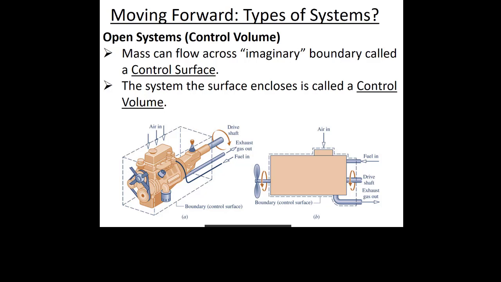So this internal combustion engine is one of the pictures from the textbook, and we can see that there's air going in and there's fuel going in and there's exhaust gas coming out. So this is an open system.